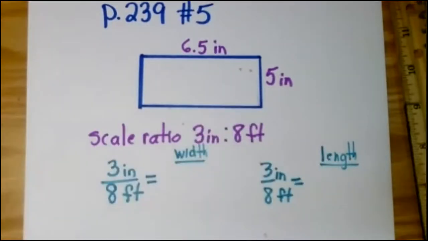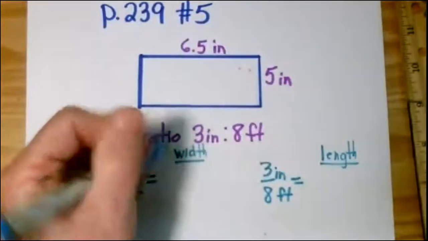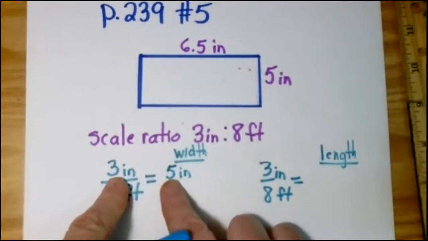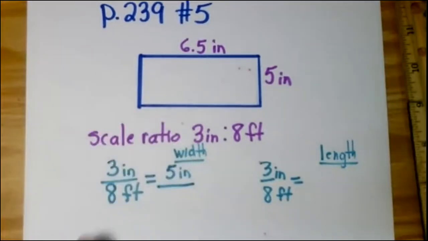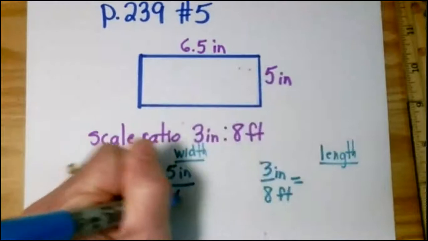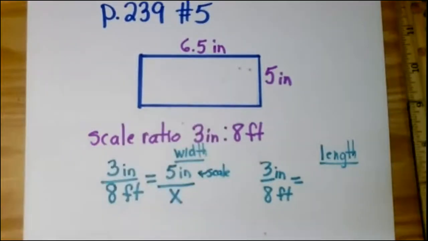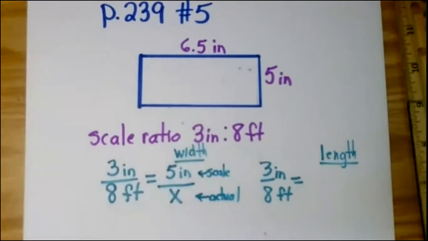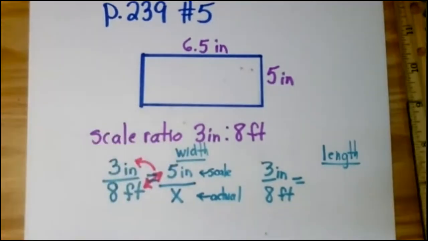And now what we're going to do is we're going to say, well, what do we know for the width? We know the scale size, that's 5. Always be careful that your scale goes with your scale inches on the top. We got to keep them together. And what are we trying to find? The actual, right? So this is the scale side, or the scale row, and this is the actual row, if that helps. So now we cross multiply and divide by the number that's left.